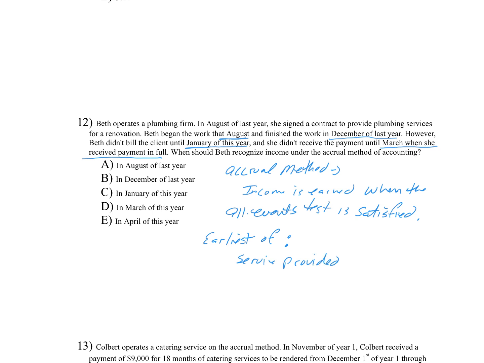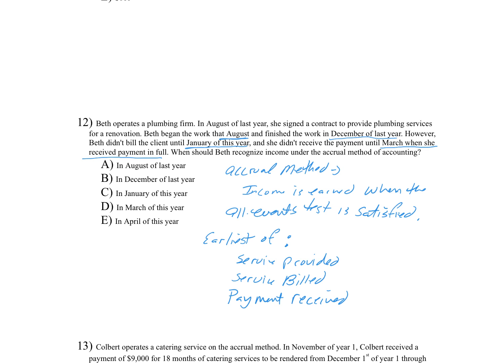Service provided, right? Service billed, or payment received. Okay? So what is the earliest of those three, right? So let's go back and read.